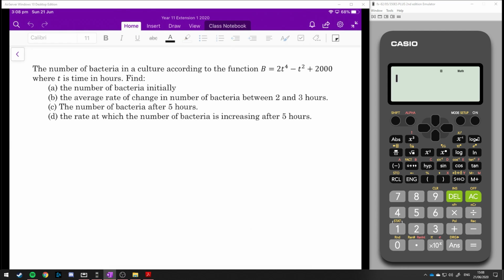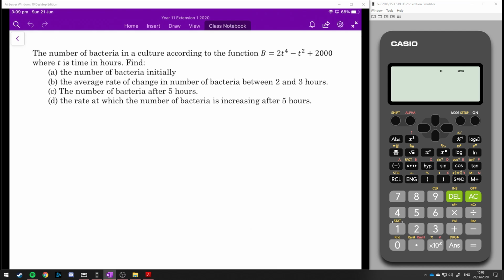The number of bacteria in a culture according to the function B is equal to 2t^4 minus t^2 plus 2000, where t is time in hours. Find the number of bacteria initially. Part B is the average rate of change of the number of bacteria between 2 and 3 hours, the number of bacteria after 5 hours, and then finally the rate at which the number of bacteria is increasing at 5 hours. So let's start off with the first bit.